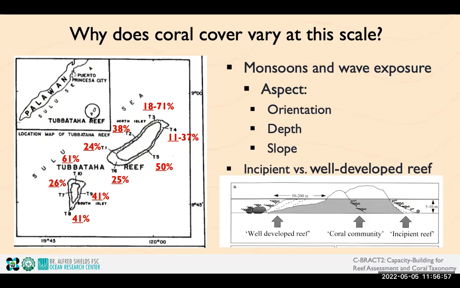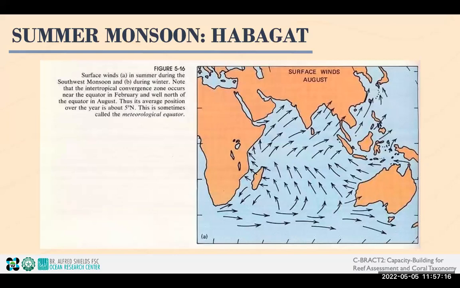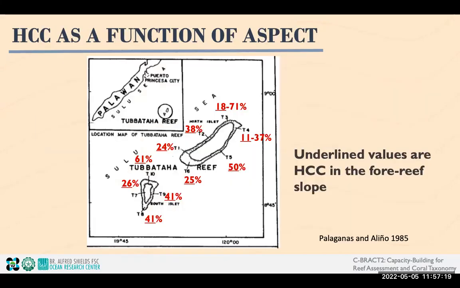Because as I showed you in the satellite images, this is old data from Tubbataha, a 1980s paper. Notice the values. Okay, the underlined ones are the same depths. If you consider where the monsoons are coming from, you will notice, if you look at the slopes that do not face the monsoon, like this North Atoll of Tubbataha, the orientation is actually parallel to the monsoons.